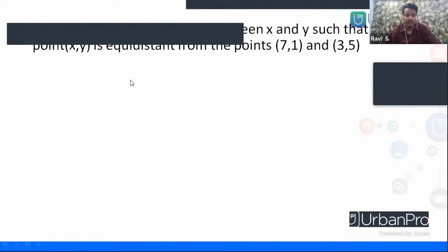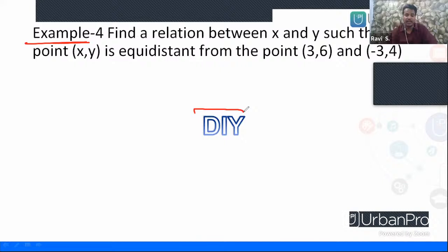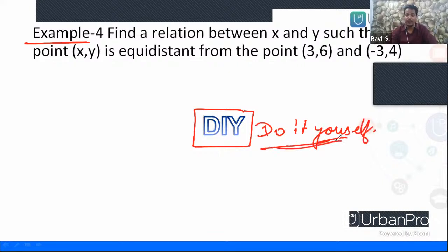What is the next question, guys? See, again, the same thing that I have given you. This is for your practice. Wherever I have written DIY, that means do it yourself. You have to do it at your home when you have the time. Just practice it, because if you do the practice of math, you will be a master of it, right? So if you want to become a topper, you should practice regularly.